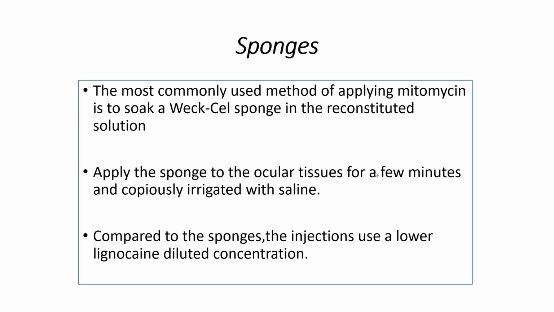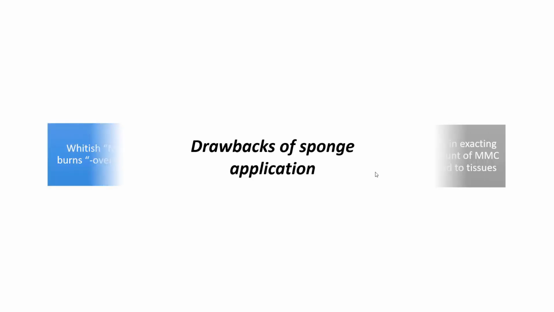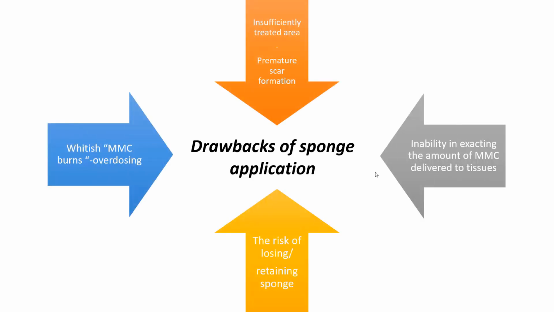The most commonly used method of applying mitomycin is to soak a Weck cell sponge in the reconstituted solution. Apply the sponge to the ocular tissues for a few minutes and copiously irrigate it with saline. Compared to the sponges, the injections use a lower lignocaine diluted concentration. Drawbacks of sponge application: it can cause a whitish mitomycin C burn, often due to overdosing. This further increases the risk of leak and infection.